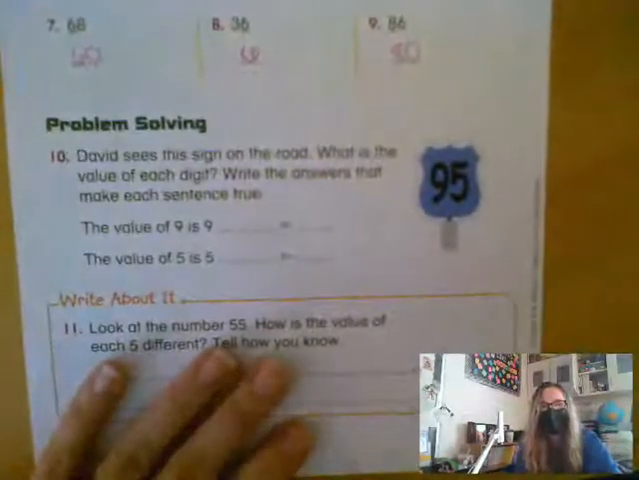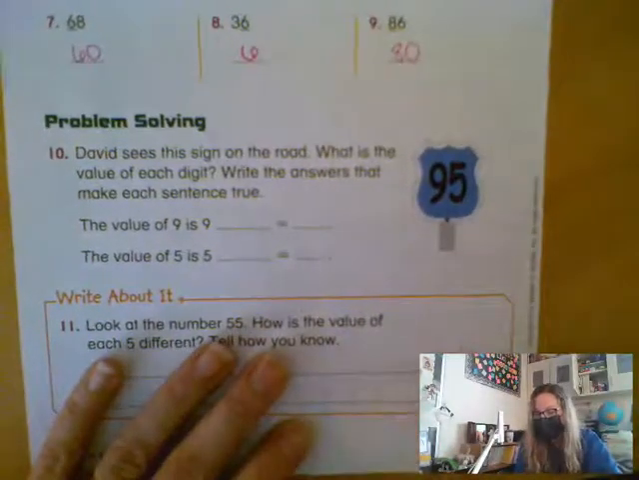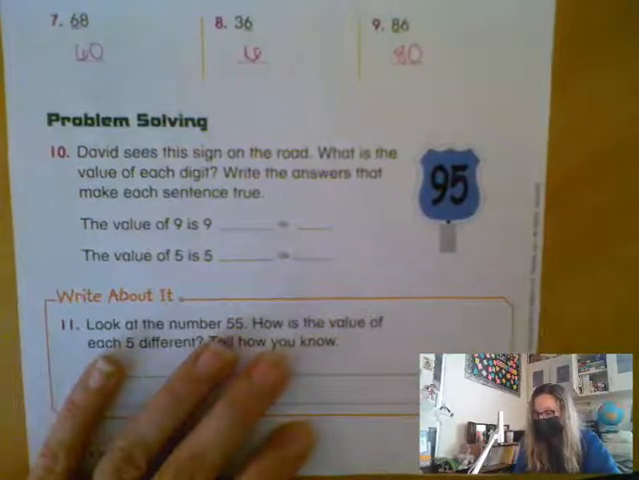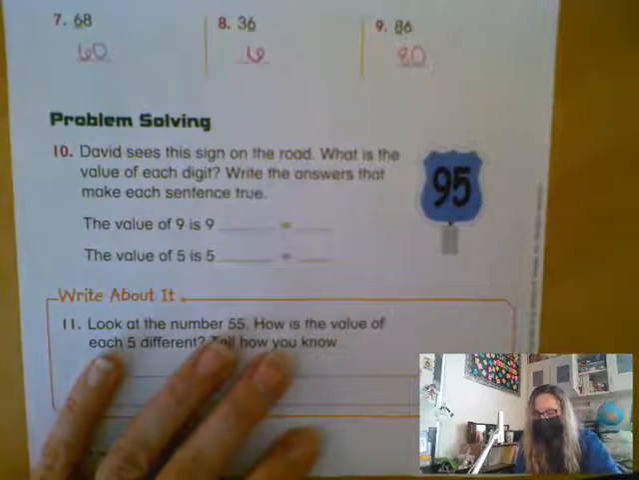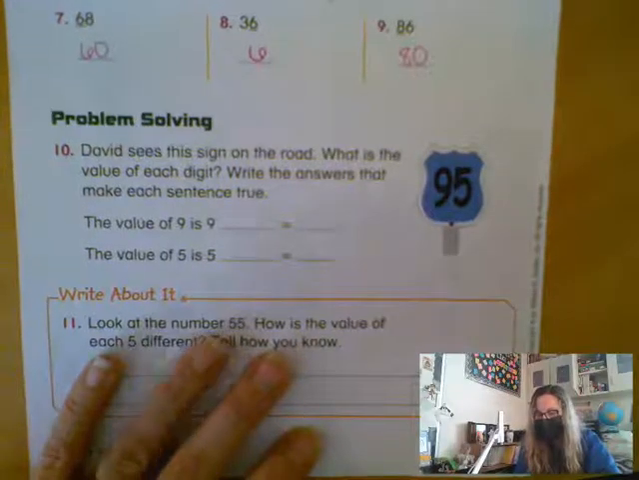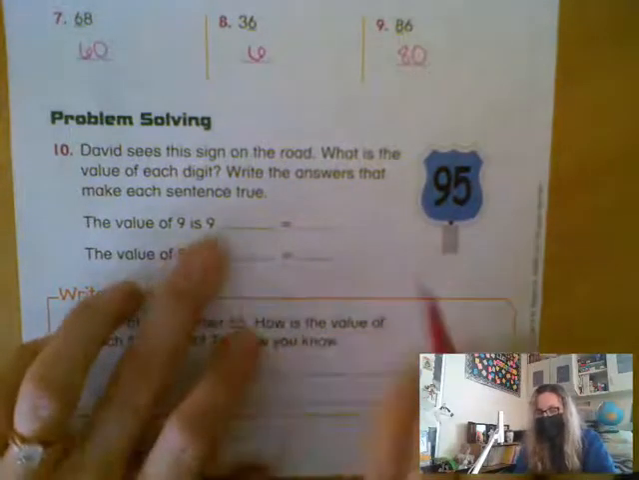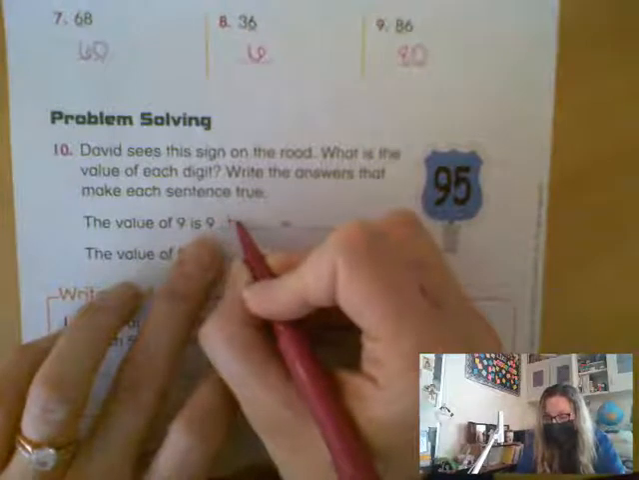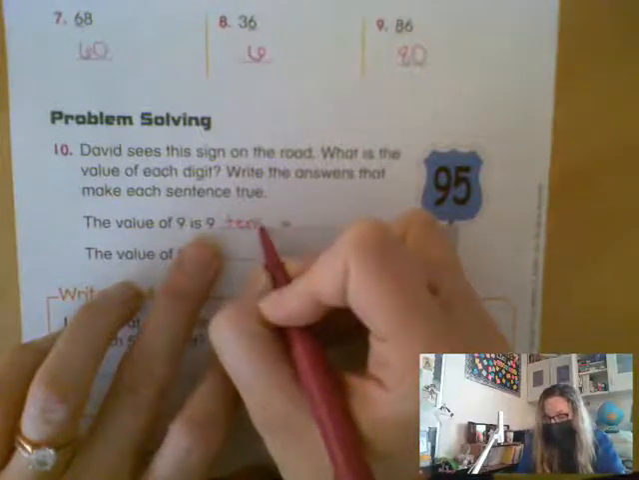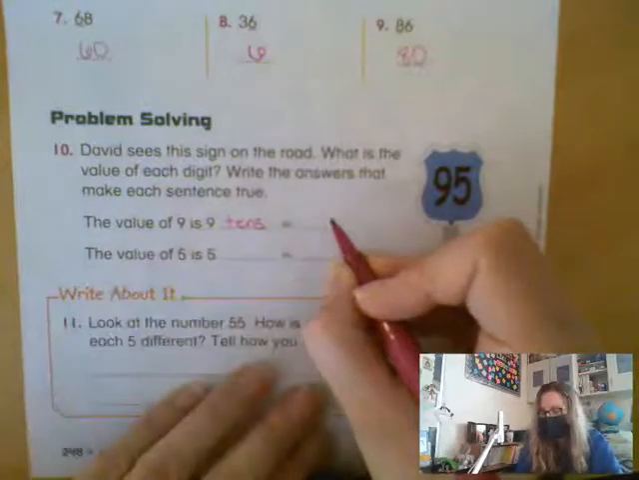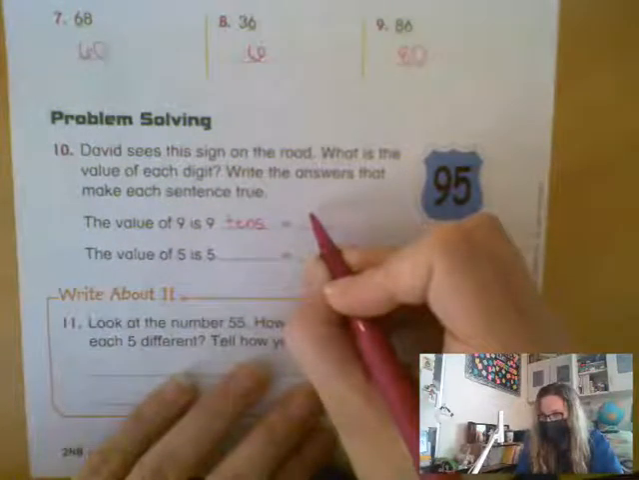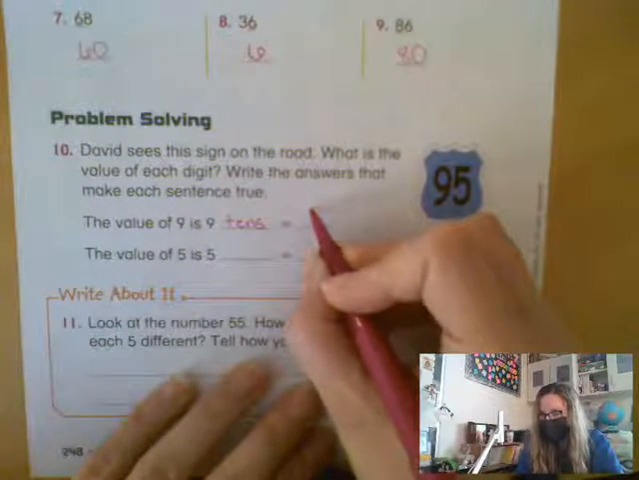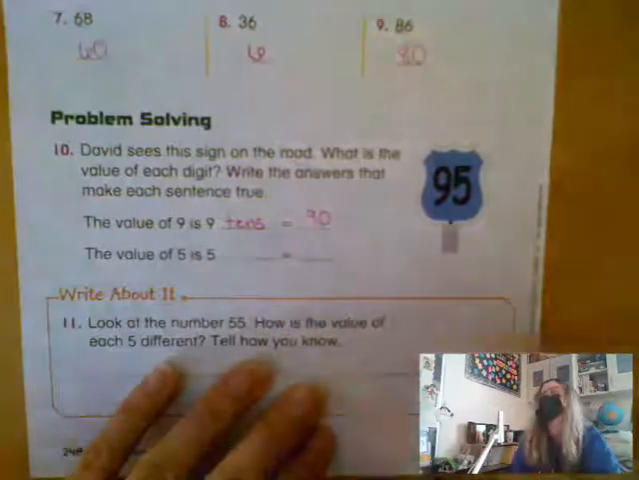Let's look down here at the problem solving. It says David sees this sign on the road. Wow, that's a big number. What is the value of each digit? Write the answers to make each sentence true. So the value of the 9 is 9 tens, right? And 9 tens, everyone, equals? 90. Thank you. 9 tens equals 90.